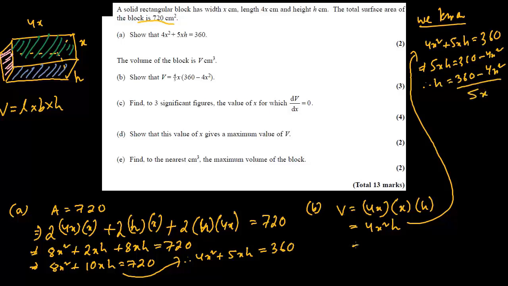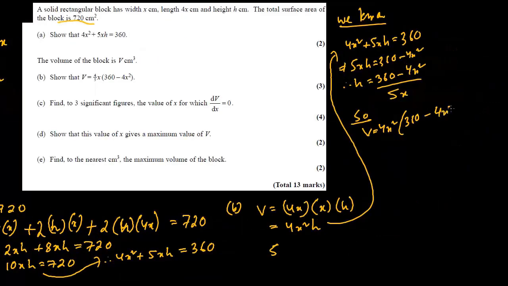So let me write it over here. So volume equals 4x squared times 360 minus 4x squared divided by 5x. If we simplify, this x and this x cancel over here, we can write 4 by 5, and we can take the x outside the bracket, and we can write 360 minus 4x squared. So this is the expression. This is also done. Now question number C.